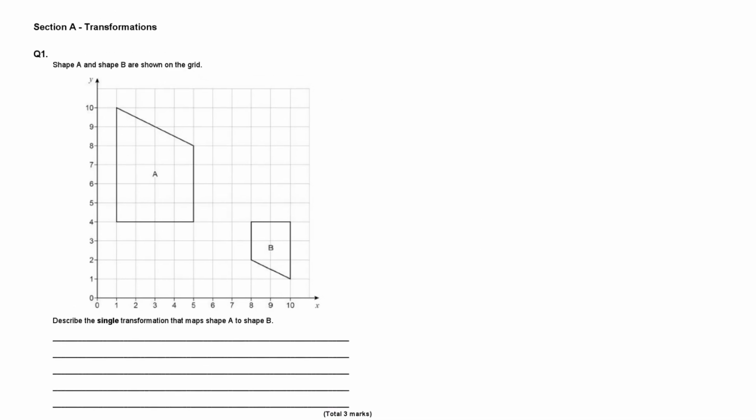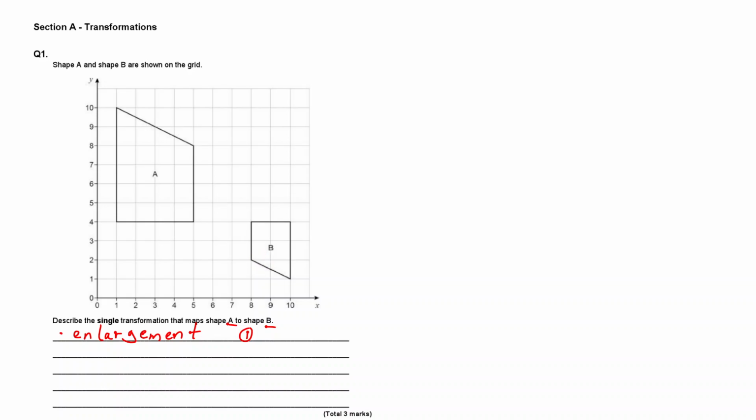The question says, shapes A and B are shown on the grid. Describe the single transformation that maps A onto B. Straight away, I know this must be an enlargement, because my shape from A to B has got smaller, and enlargement means getting bigger or smaller. So for 1 mark, I'm going to write down that this is an enlargement. Be careful, from A to B, so from the bigger one to the smaller one, I've got a smaller shape, which is important to bear in mind.